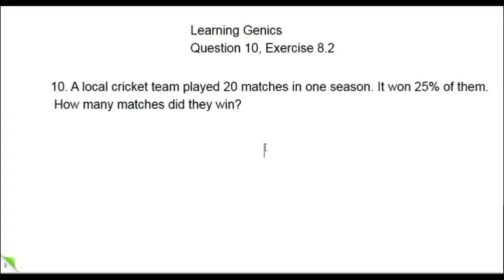Welcome back. It's Abhigya explaining again, but this time we are up with question number 10 of exercise 8.2, lesson Comparing Quantities. The question is: a local cricket team played 20 matches in one season. It won 25% of them. I have pasted the question on my board so that you can see it while I am doing it. So let us start with the question.